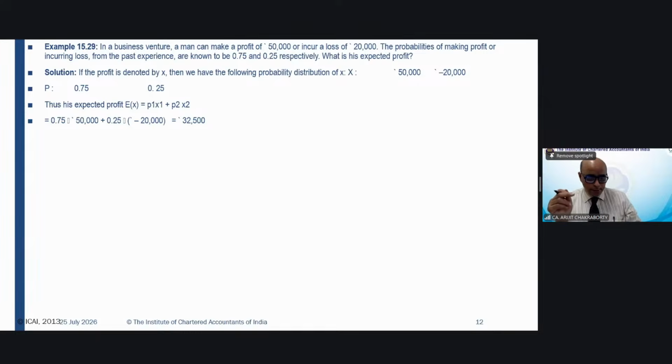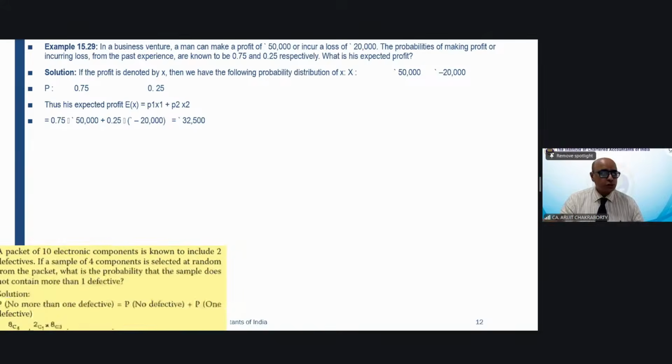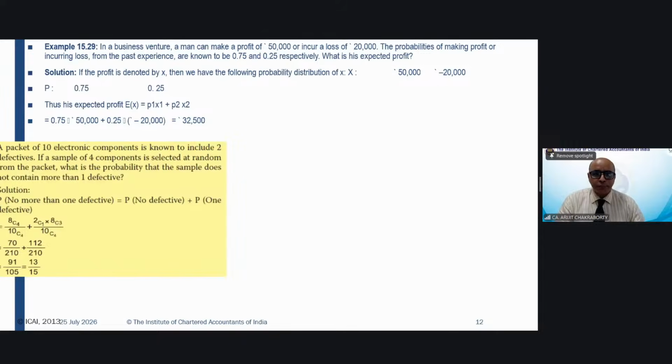So the complete expression which you see here is probability of profit into the amount of profit plus the probability of a loss multiplied by the amount of loss. Therefore, the composite expectation is rupees 32,500. Mathematical expectation will have units. It is not unit free. In this case, it is rupees.